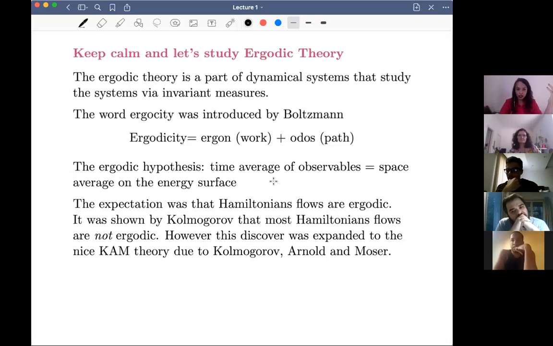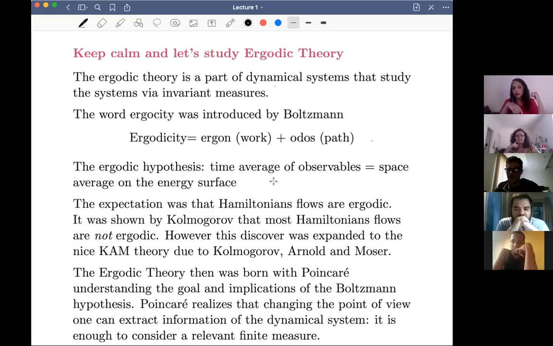Again, life is not easy and it was not true. Kolmogorov proved that actually most of the Hamiltonian flows are not ergodic. But this leads to very good things because he developed, together with Arnold and Moser, the very well-known KAM theory. And more than this, it also led to ergodic theory, because Poincaré started to study the ergodic hypothesis of Boltzmann, trying to understand why he wants the time average to be equal to the space average, and what he can get through it.